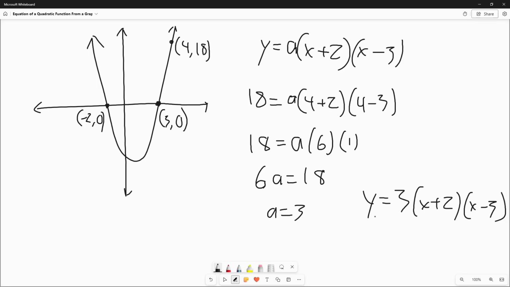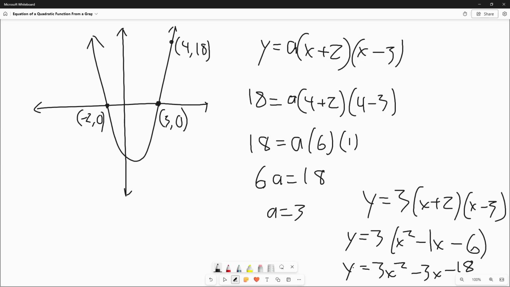But again, we can't just leave it in this form. We have to convert it to standard form. So we can do that by just expanding this factored form. So we get y equals 3 times (x squared minus 1x minus 6). And then this is equal to y equals 3x squared minus 3x minus 18. And this is your equation for this graph.